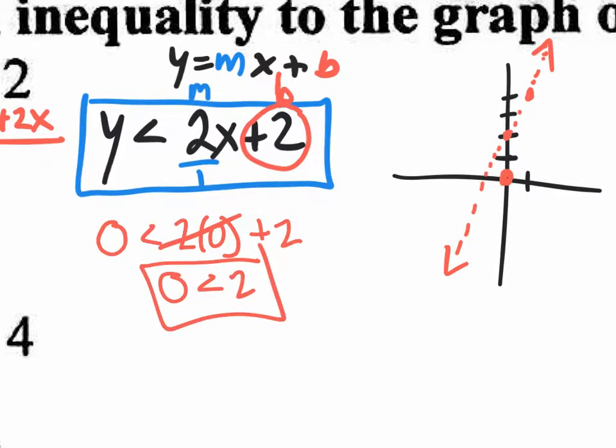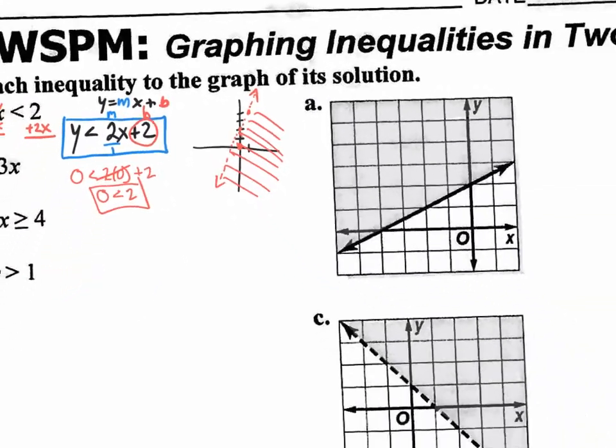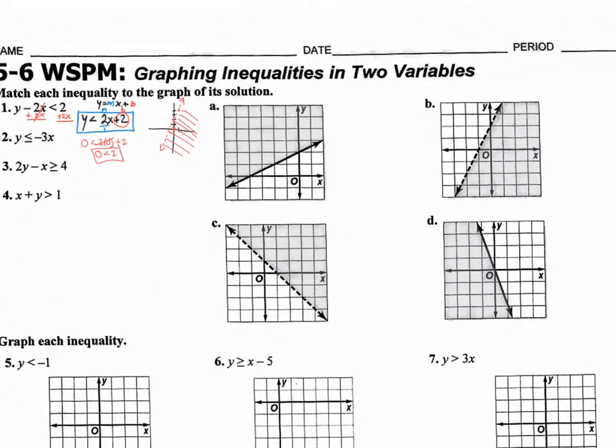Is that a true statement or false statement? True. So I know that this does work because it's a true statement. It is a solution. That means that all my solutions are on that side of the origin, or on that side of the line where the origin's at. Anyhow, you didn't have to do all that. This is a matching portion. And if you look at your possible answers, obviously it is option B.